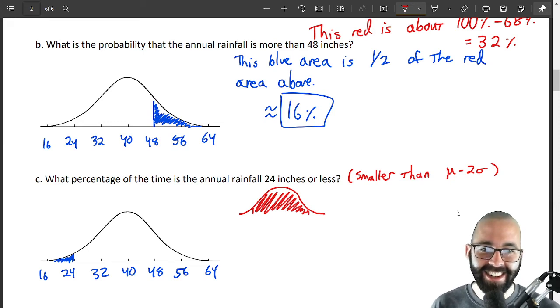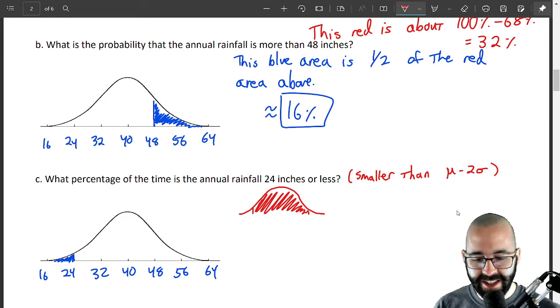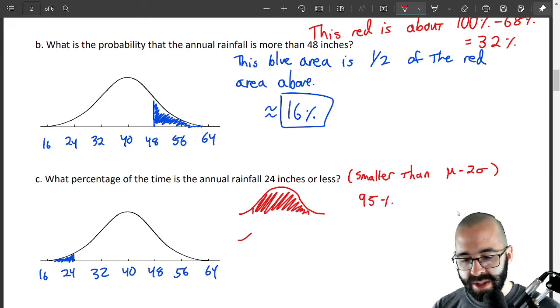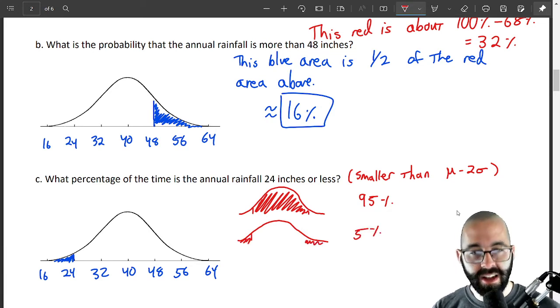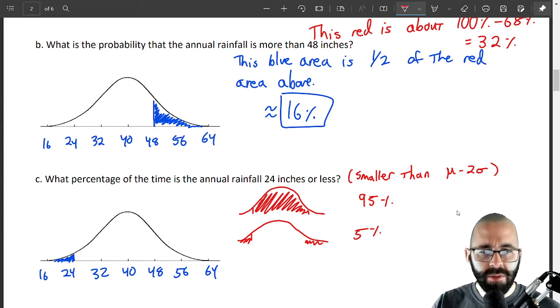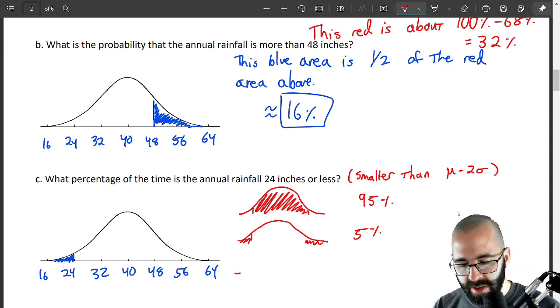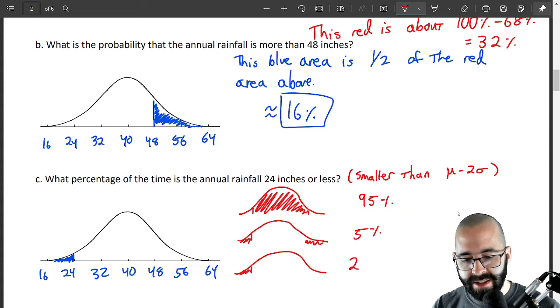68, 95, 99.7. That's the empirical rule. So this is the 95%. So what's outside of that 95% is 5%. And we only want the left half of that. So you just problem solve procedurally, go through in order. What we actually want is only this left piece. That's going to be half of that.